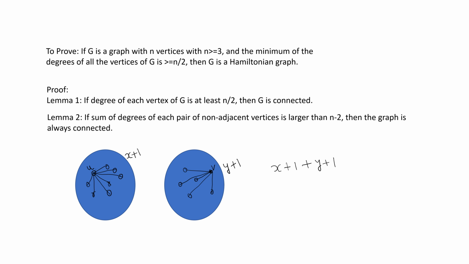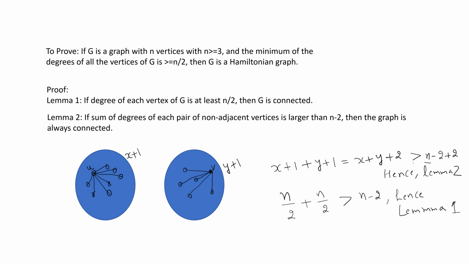So if we add these two, x plus 1 plus y plus 1 is equal to x plus y plus 2, which is greater than n minus 2 plus 2, because in lemma 2 we are given that the sum of degrees of each pair of non-adjacent vertices is larger than n minus 2. So x plus y is larger than n minus 2, hence this whole thing is larger than n. We are actually saying the total number of elements in these two sets is larger than n, which is not possible. Hence the opposite of what we need to prove in lemma 2 is not possible, and hence lemma 2 is proved.